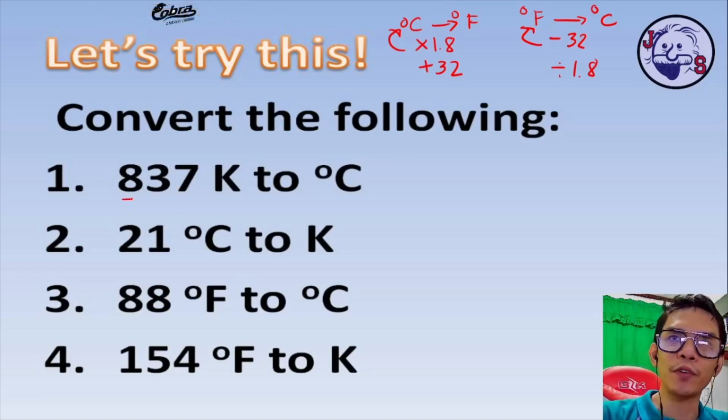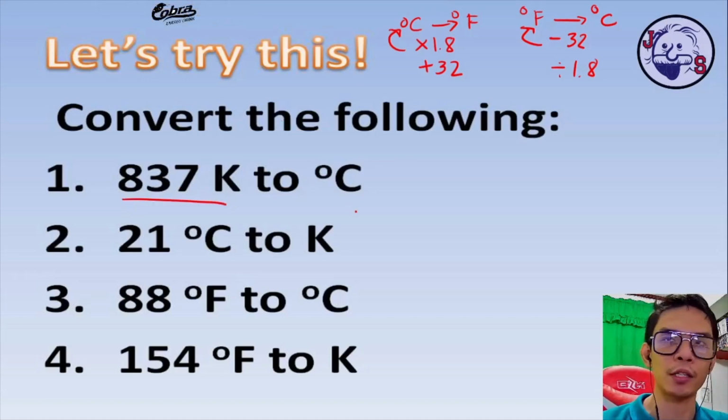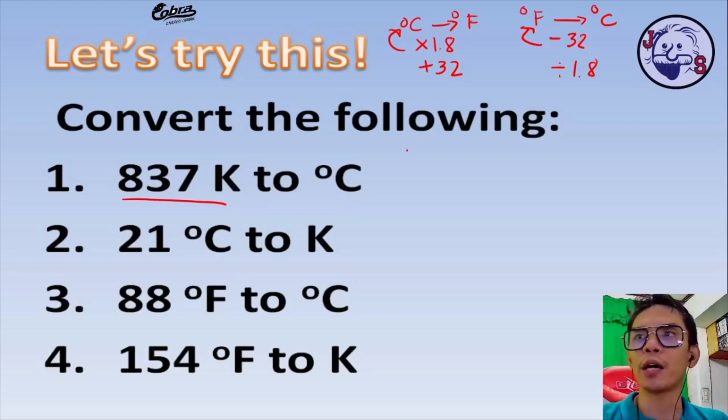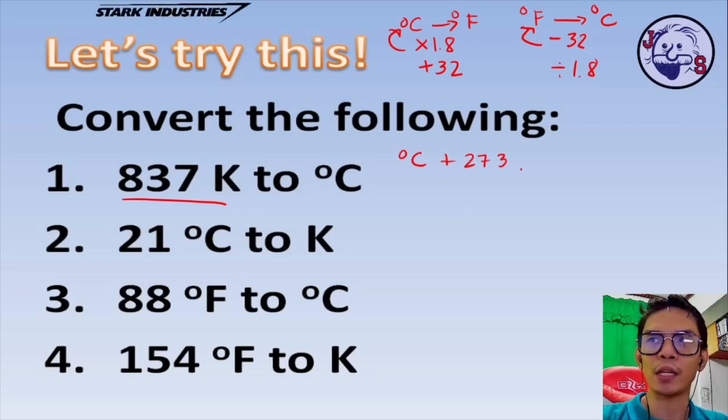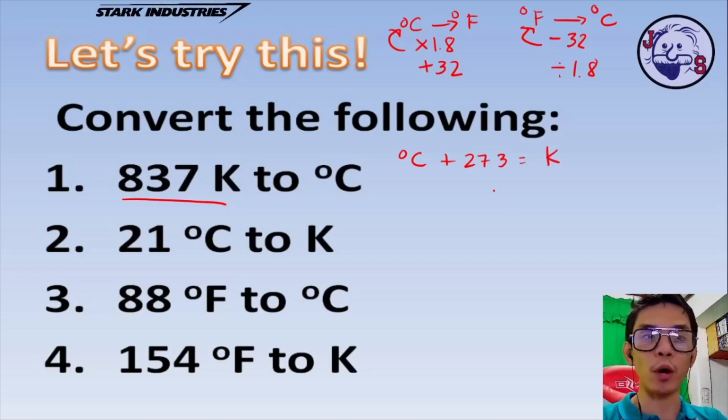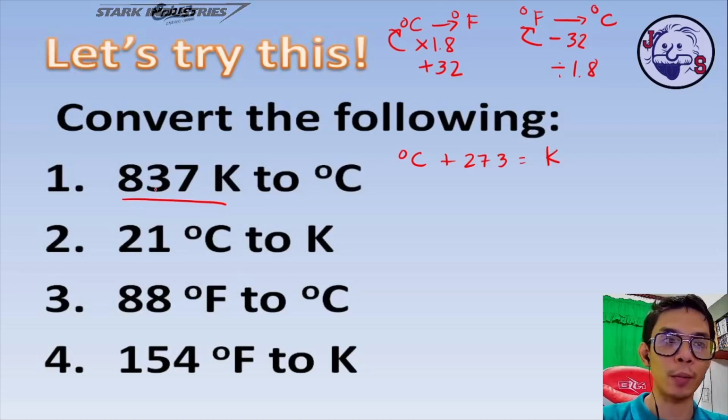We need to convert 837 Kelvin to Celsius. This is very easy. The formula that we will have right here is degrees Celsius plus 273 is equal to Kelvin. If you reverse that one, you will need to subtract 273 from the Kelvin value.